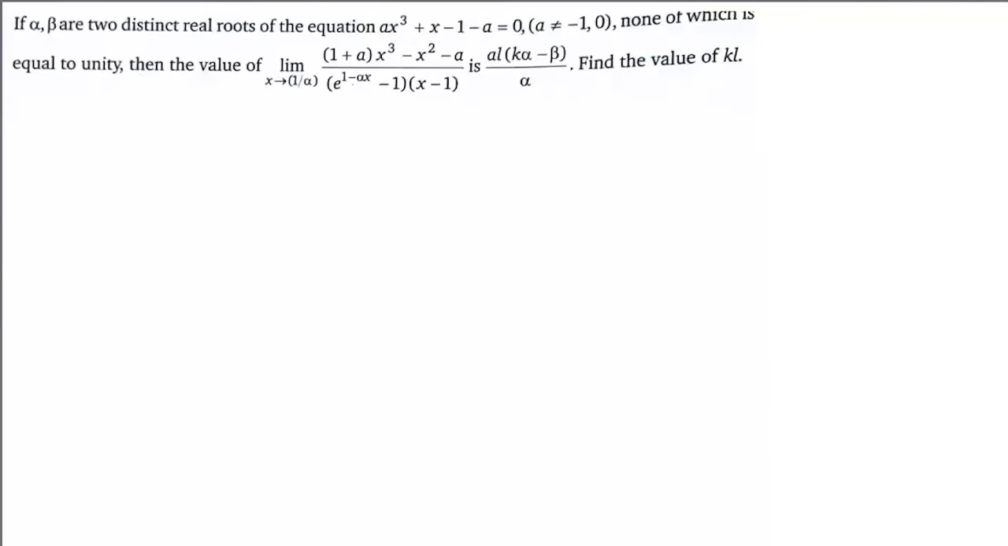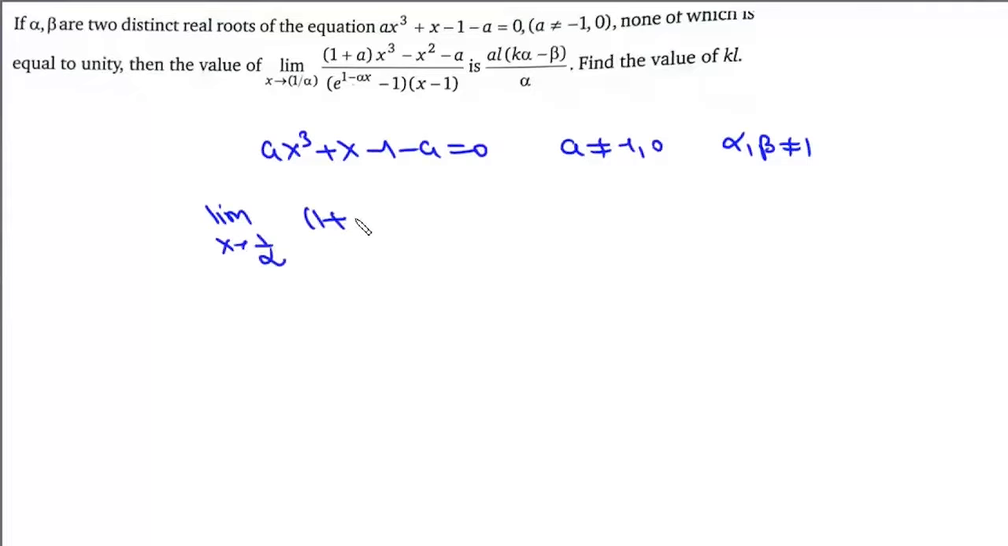Now here the question is, if alpha and beta are two distinct real roots of this equation, a x cube plus x minus 1 minus a equals 0, where a is unequal to minus 1 or 0, and alpha and beta are unequal to 1, then we need to find the value of this limit. Limit x tends to 1 by alpha, (1 plus a x cube minus x square minus a) upon (e to the power 1 minus alpha x minus 1) into (x minus 1).